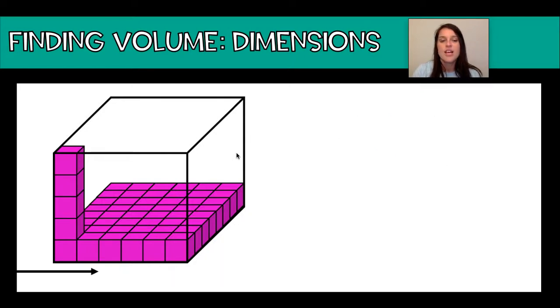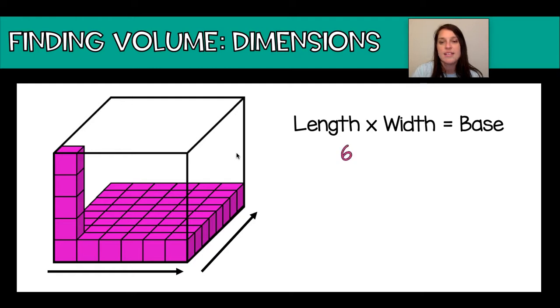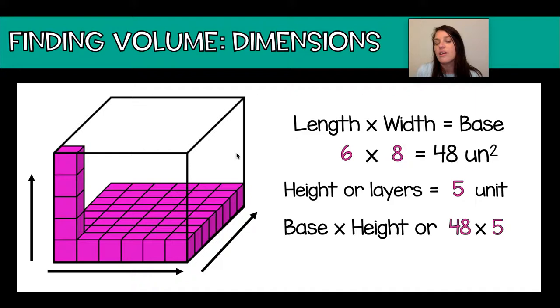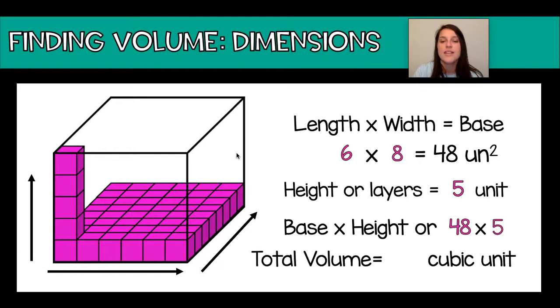This time I want to show you how we can use area or base to find that out. So our length and width is what makes up the area. We call that a base, the bottom of the structure, the bottom layer. So when you look at this base, you have 6 as your length, 8 as your width. So we say that your base is 48 square units. Then you take your base of 48 and your 5 layers, and you multiply them together. So 48 by the height of 5 gives you a total volume again of 240 cubic units.